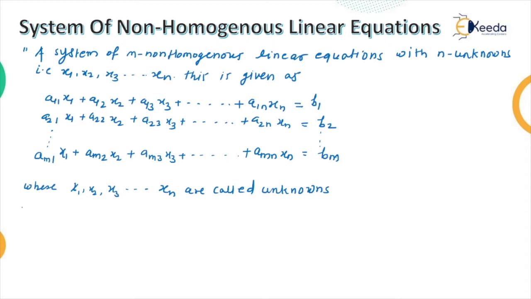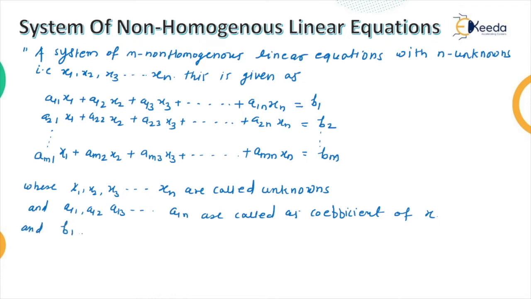And a11, a12, a13 and so on up to a1n are the coefficients of x. Also b1, b2 and so on up to bm are the constants.